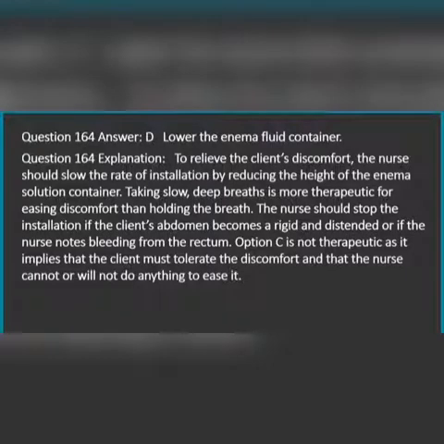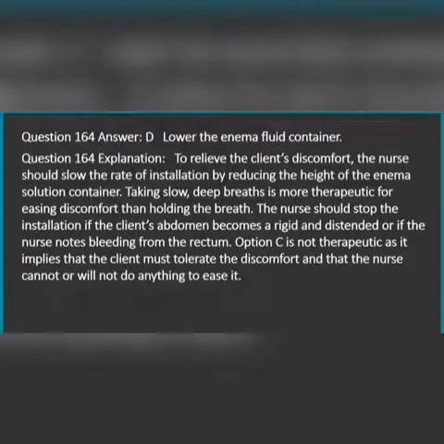Question 164. Explanation: To relieve the client's discomfort, the nurse should slow the rate of instillation by reducing the height of the enema solution container. Taking slow, deep breaths is more therapeutic for easing discomfort than holding the breath.